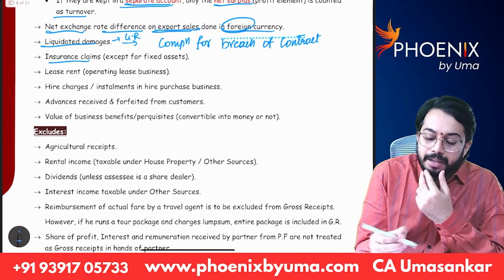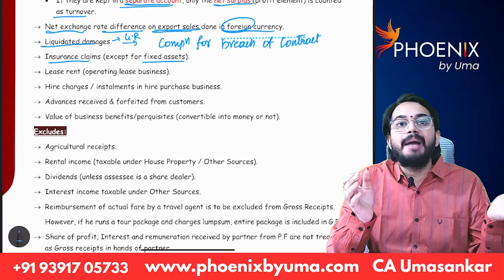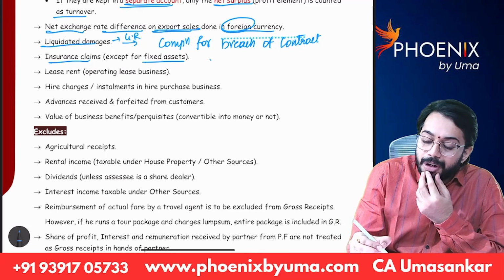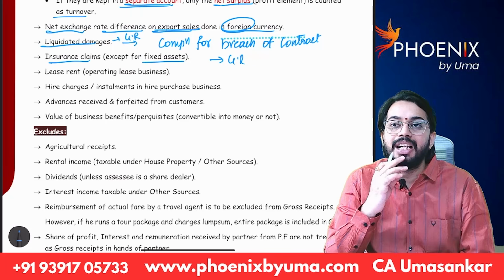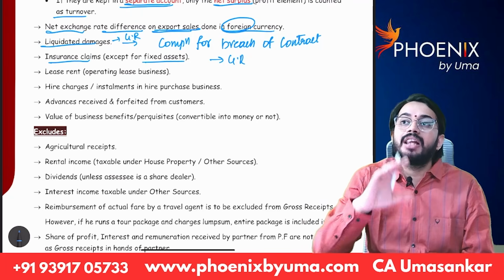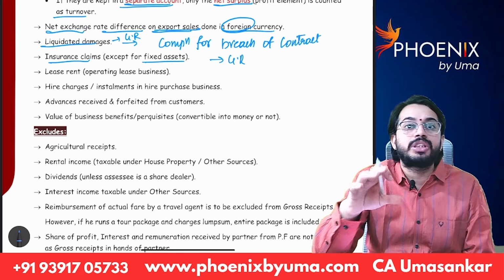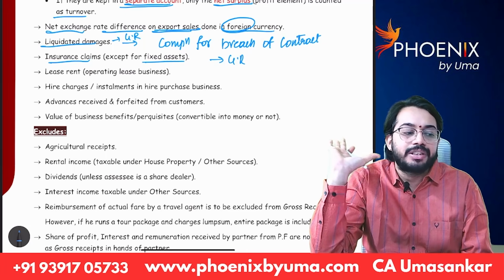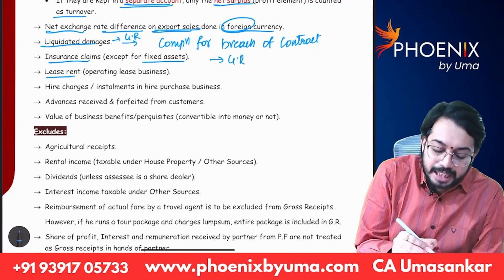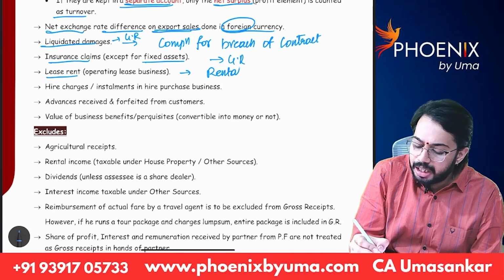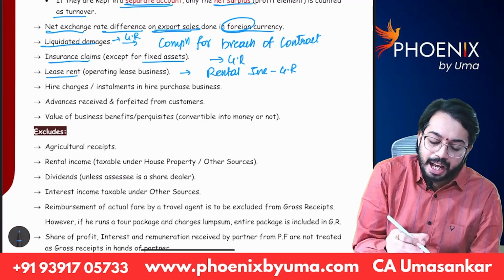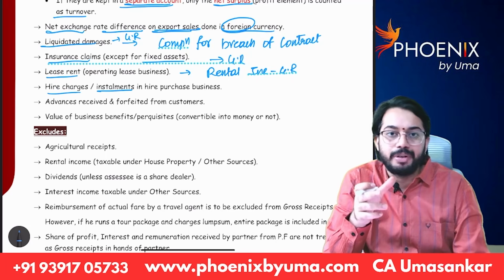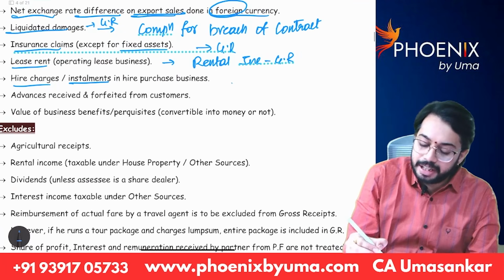Next, insurance claims except for fixed assets. See, there is damage of stock. For that you received insurance amount. Insurance amount is not turnover, but insurance amount will be treated as gross receipts. Are you able to understand? So whenever you receive insurance compensation other than for fixed assets, for goods or for any other assets, it is also treated as gross receipts. Next, lease rent, that means whatever the rental income is there, that will also be treated as gross receipts. Hire charges, installments, you know hire purchase, right? In hire purchase, whatever the installment amount is there, hire charges, they will be treated as gross receipts.